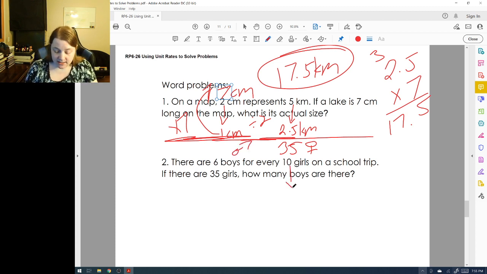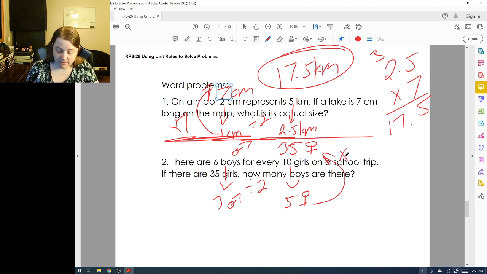Well, let's get this down to something more reasonable. I know that for 6 and 10, I can divide both of those by 2. 10 divided by 2 is 5 girls. 6 divided by 2 is 3 boys. 5 times 7 is 35. 3 times 7 is 21 boys.